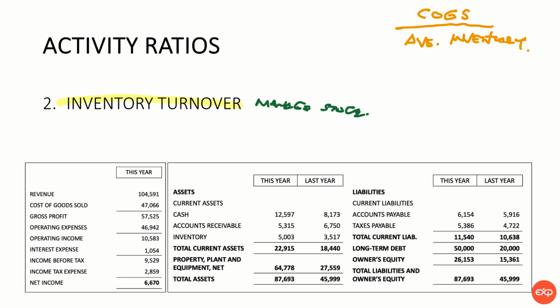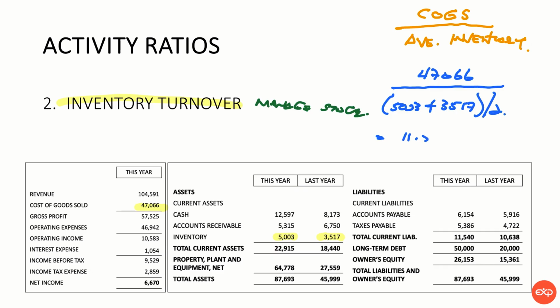With our example calculation, we are looking at COGS of 47,066 there, and our average inventory, which is these two numbers here. Let's plot those numbers out. We have 47,066 over 5,003 plus 3,517 divided by 2. It is 11.05. So that means inventory turns over 11.05 times.